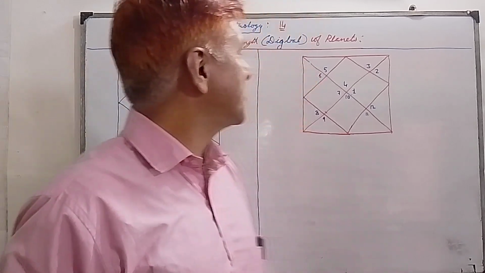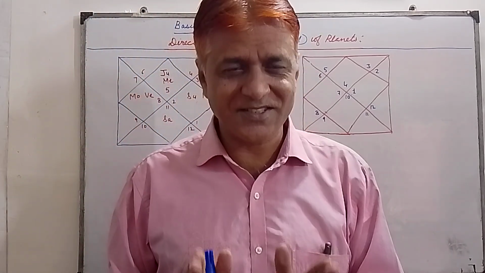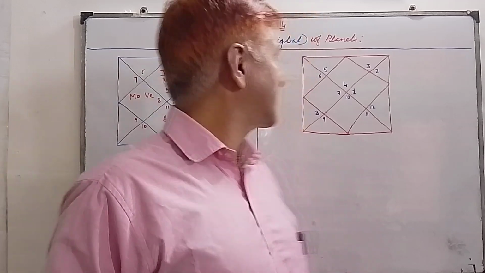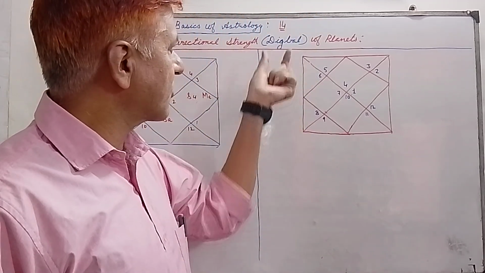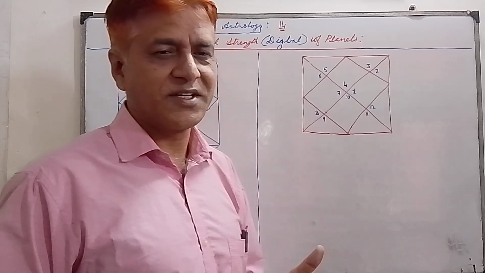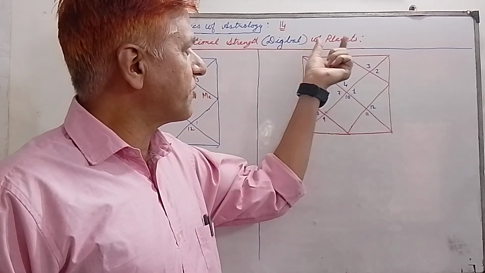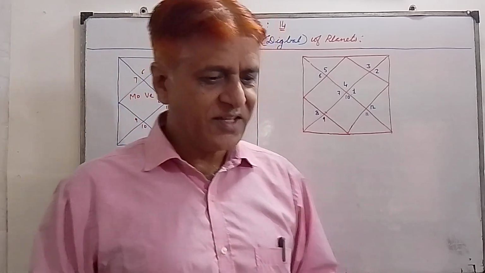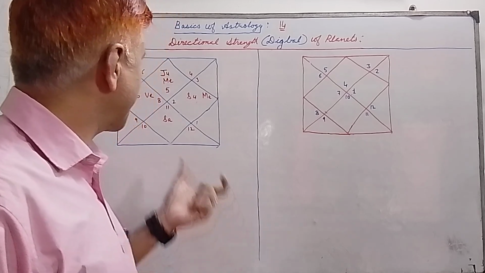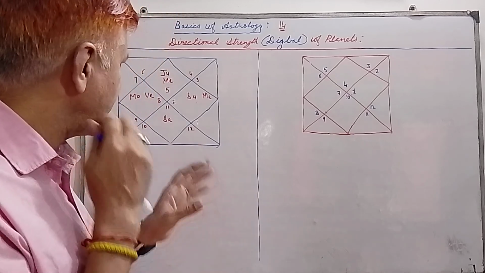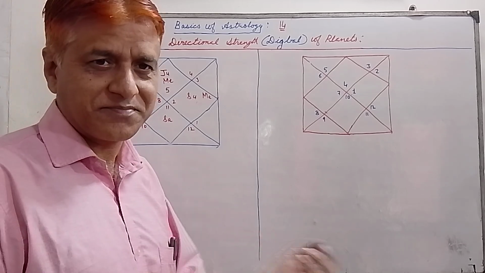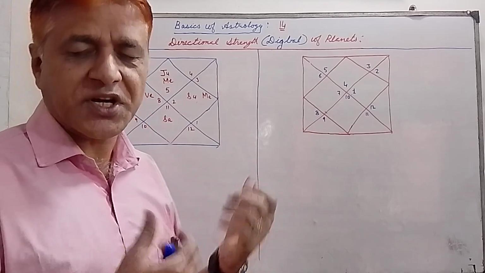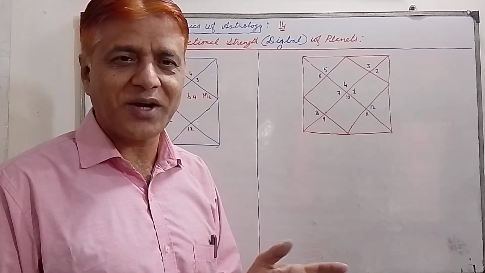Today's video is going to be the 14th video of this series, Basics of Astrology, and the topic we have taken today is directional strength, also called Digbal. Dig means direction of planets. So this is going to be our topic today. You have to memorize which planet gets directional strength in which house. This thing you have to learn by heart.